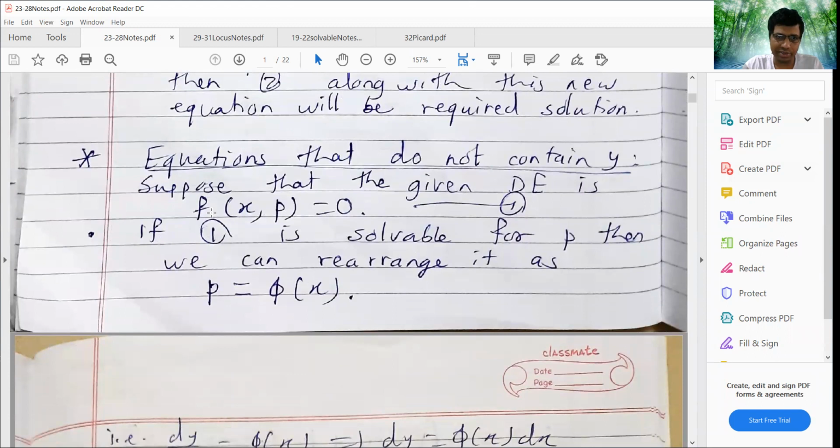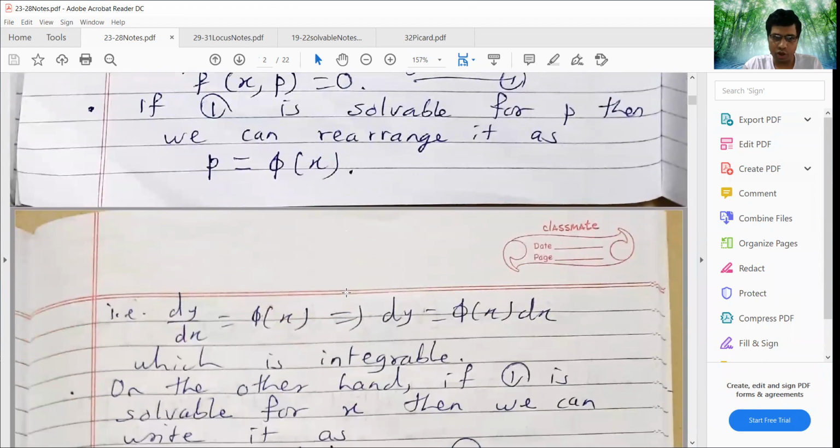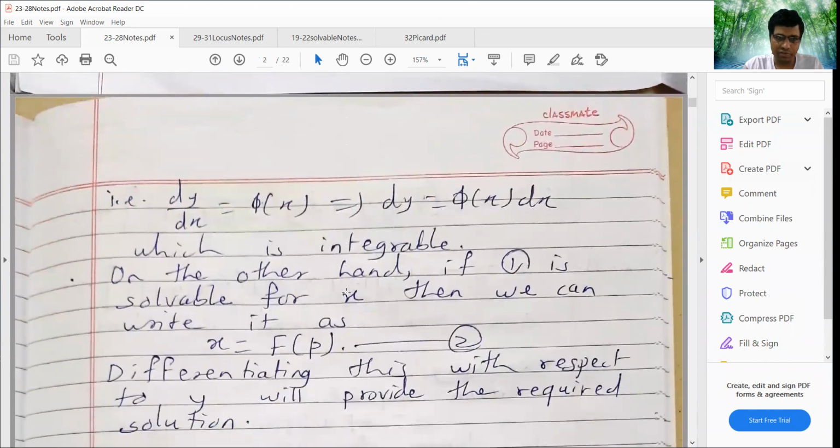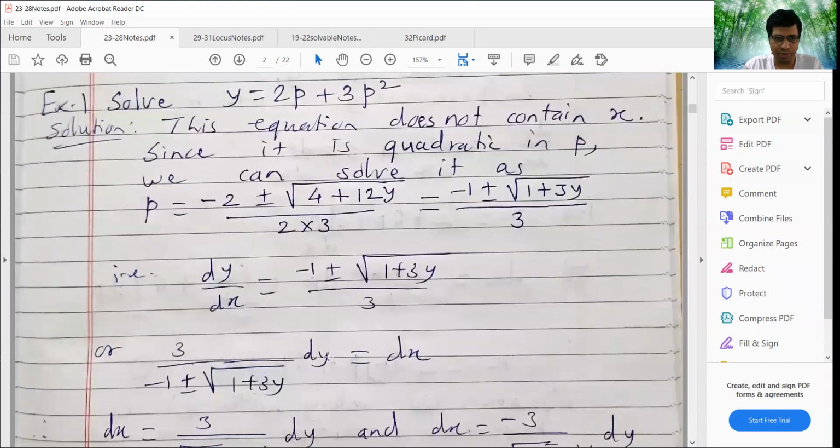Another case is very similar to this, that is y is absent. So we have f of x comma p equal to 0 as the given differential equation. Again, if we can write this as p equal to some function of x, then we get variable separable form. Otherwise, it will be solvable for x, and we proceed as earlier. We differentiate with respect to y, and we write dx upon dy as 1 upon p and proceed.